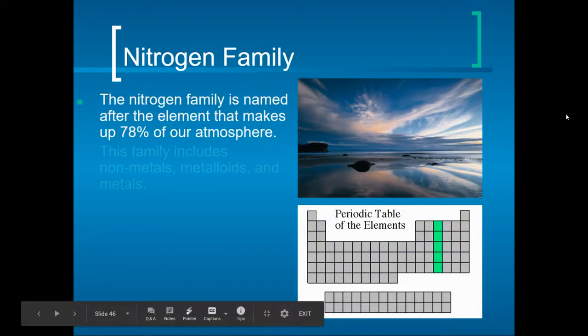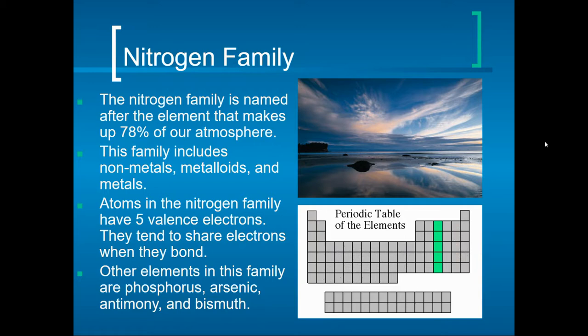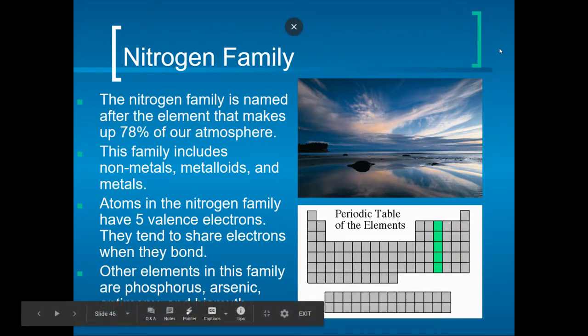Then we move into the nitrogen family, which is 1 over. The nitrogen family is named after the element that makes up a large part of our atmosphere. So 78% of the gas we breathe is nitrogen. This family includes nonmetals, metalloids, and metals. The atoms in this family are going to have 5 valence electrons, and they tend to share electrons when they bond. Okay, so they don't like to make ionic bonds, which means they gain or lose electrons. They like covalent bonds. Covalent means they share valence electrons. Some other elements in this family are phosphorus, which is very important and is found in living things, arsenic, antimony, and bismuth. Bismuth is used in carbonated drinks.